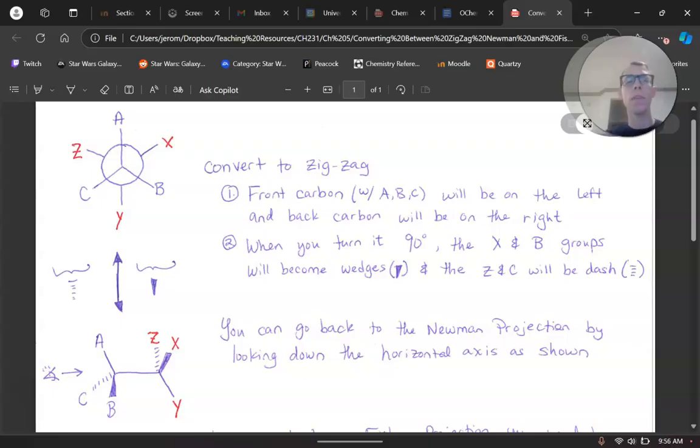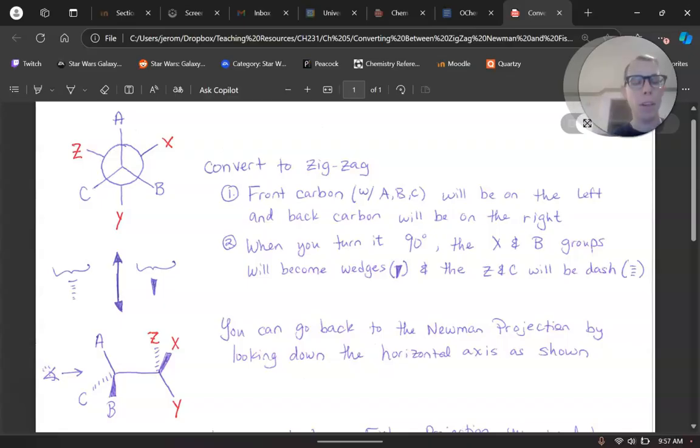For these, we really just need to figure out our wedges and our dashes. I have a generic Newman shown at the top left, where I have A, B, and C being the things connected to the very front carbon, and then in red, X, Y, and Z being the three groups attached to the back carbon. For a Newman projection, we're looking directly along a bond. To go from a Newman to a zigzag, we're going to need to turn that by 90 degrees.